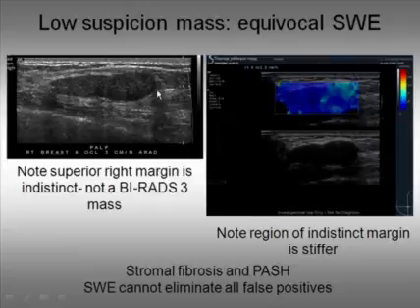Here is a low suspicion mass, but with one irregular margin. This would go to biopsy as a BI-RADS 4A. And here the color map agreed with our assessment. There is pale blue and yellow in the corner that is ill-defined. This turned out to be benign, stromal fibrosis and PASH.